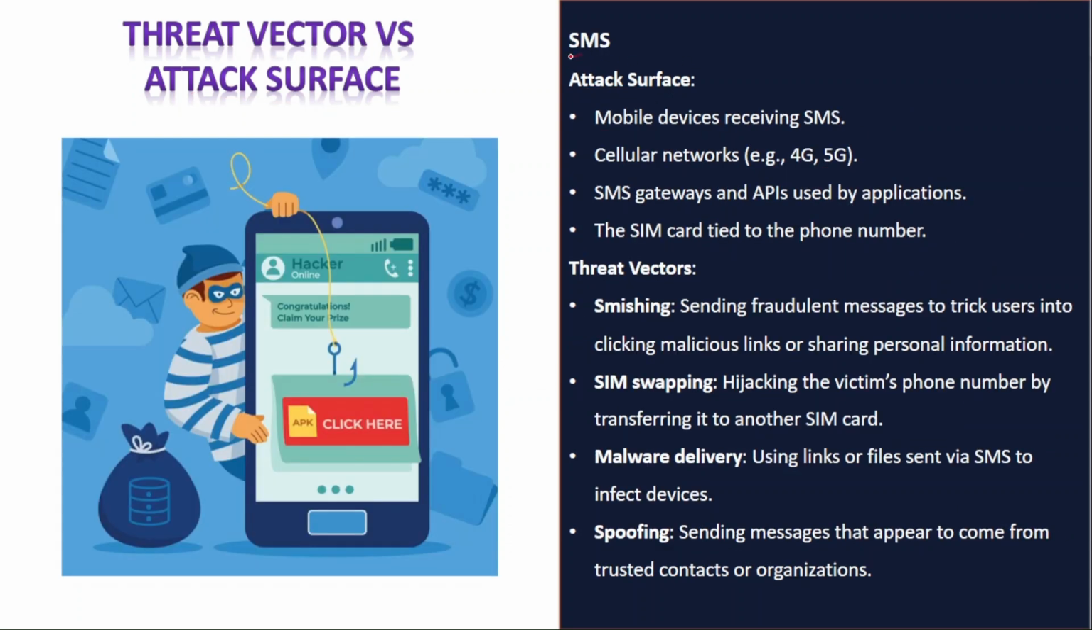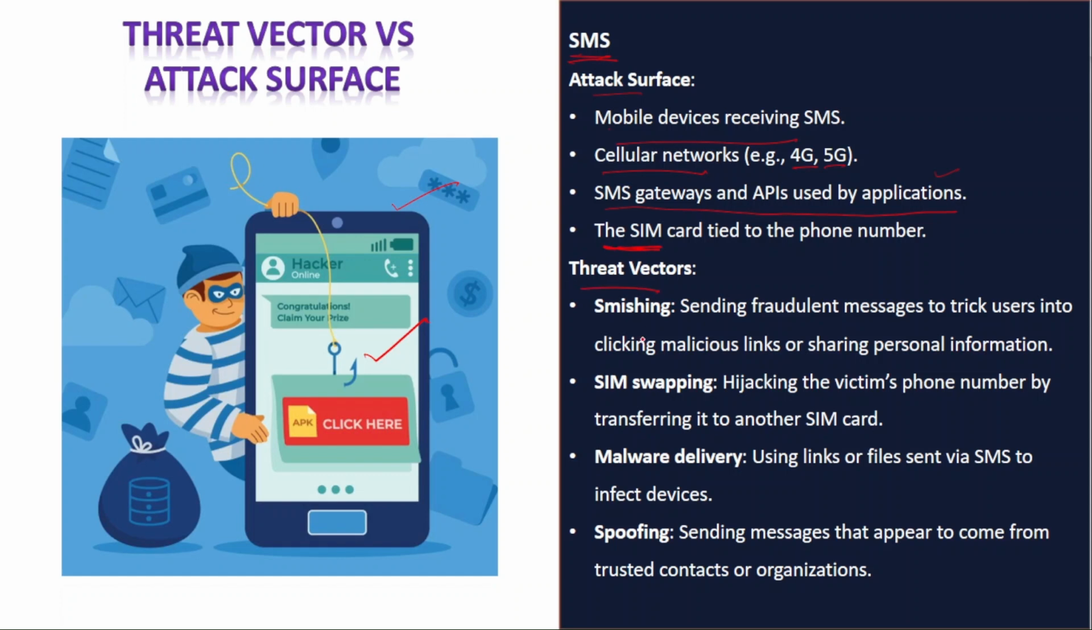The second thing is SMS. This is also messaging, but it is through the mobile. The attack surface for SMS includes, of course, the mobile devices or smartphones that receive and send the SMS, the cellular network of your service provider, including 4G, 5G, SMS gateways and APIs used by the applications, and the SIM card that is used to send or receive SMS. It could also be exploited, and it is also an attack surface.